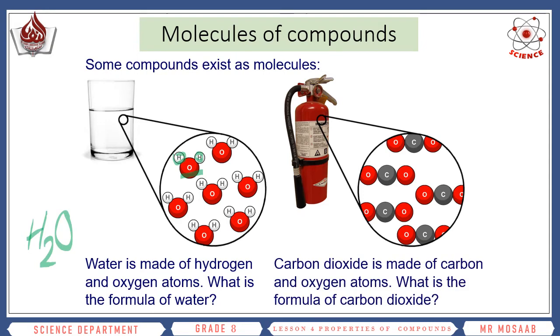What is the formula of carbon dioxide? We have one carbon atom and two oxygen atoms. So it will be CO2.